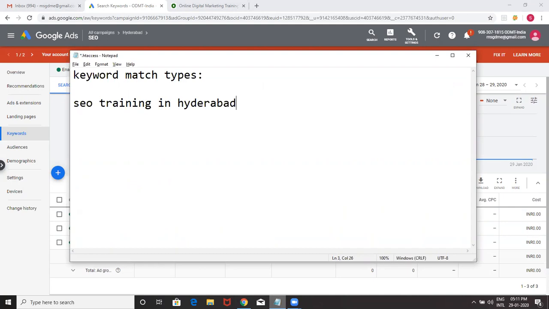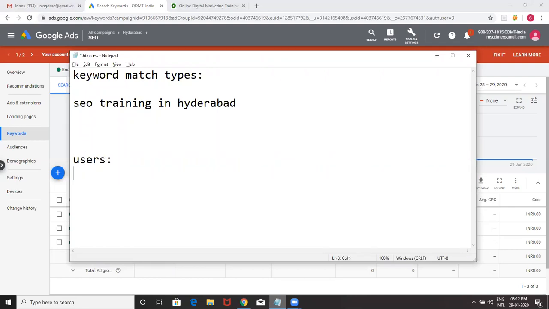SEO training in Hyderabad. What do you mean by this? If someone's searching SEO training in Hyderabad, my ad should come on top. This is your intention, correct? Now, these are the keywords people are typing.